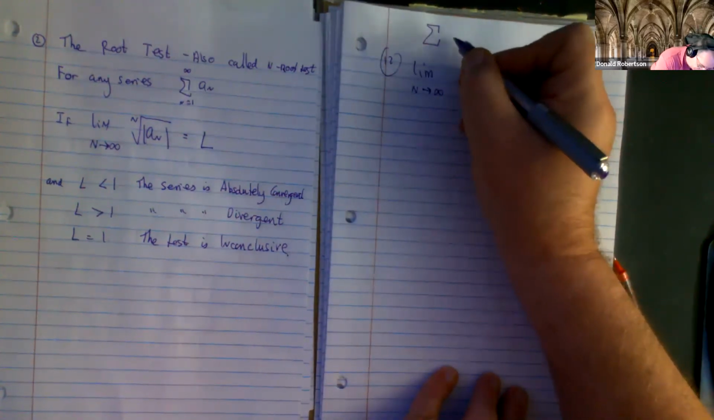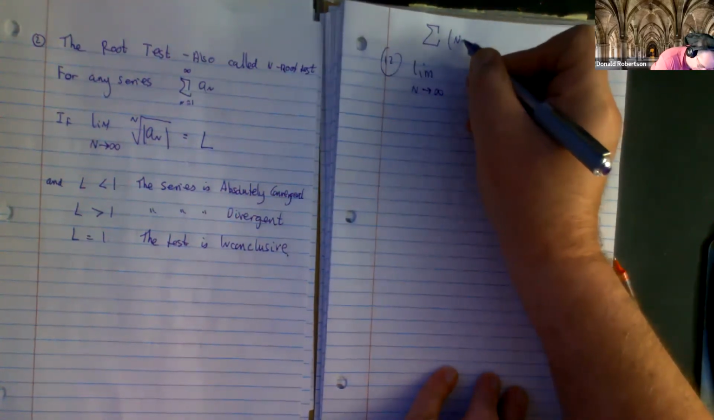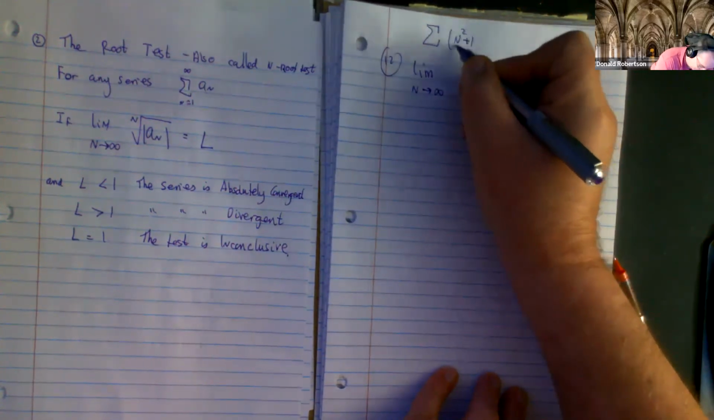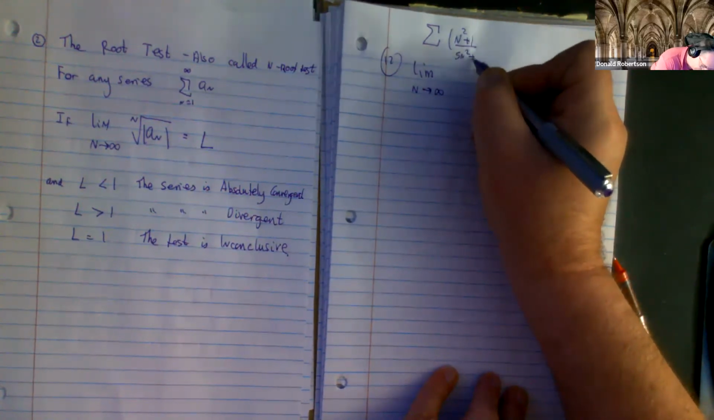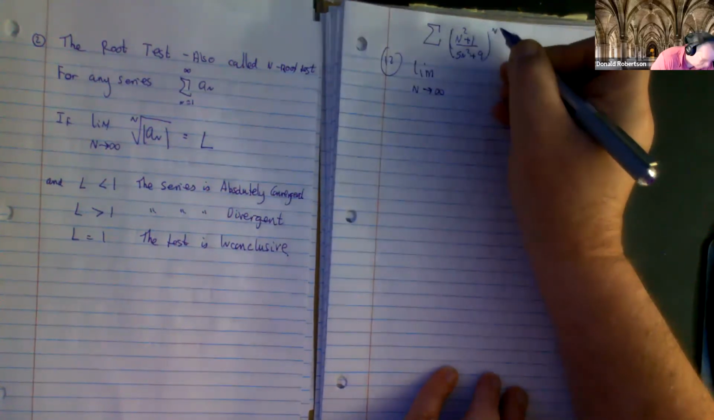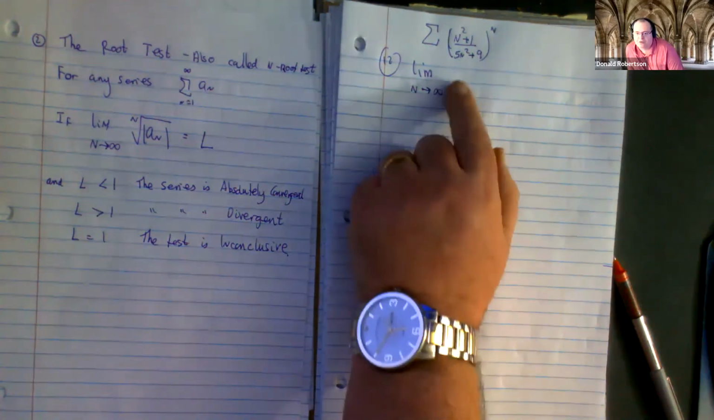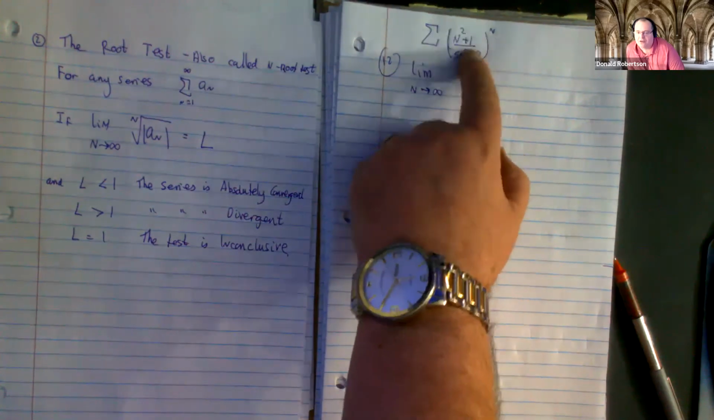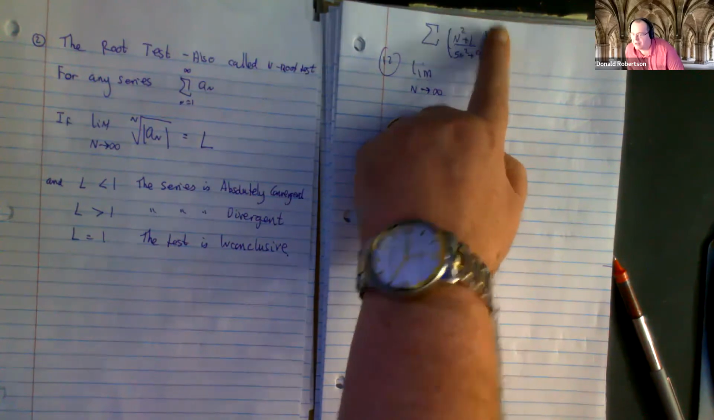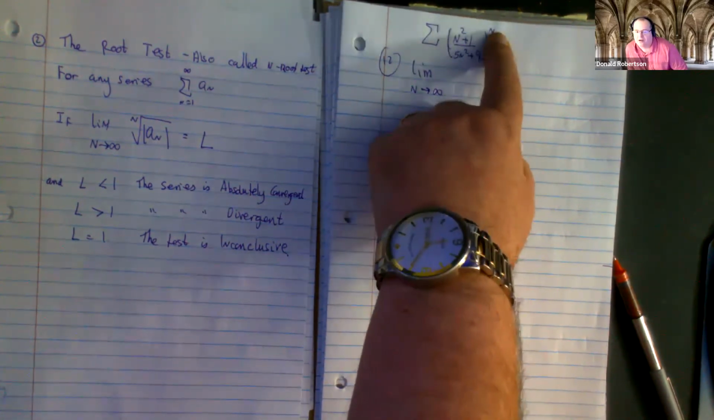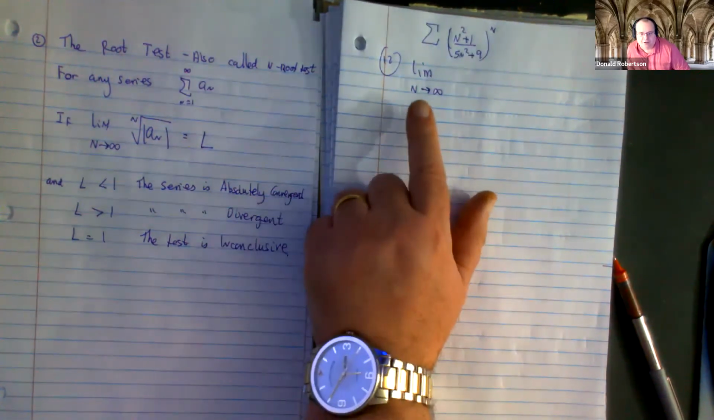Suppose you wanted to do this guy. n squared plus 1 over 5n squared plus 9, to the n. So if you ever see a series where there's a fraction to the power of n, to the power of 2n, to the power of -n, or to the power of n squared, things that look like that, you are going to use this test.